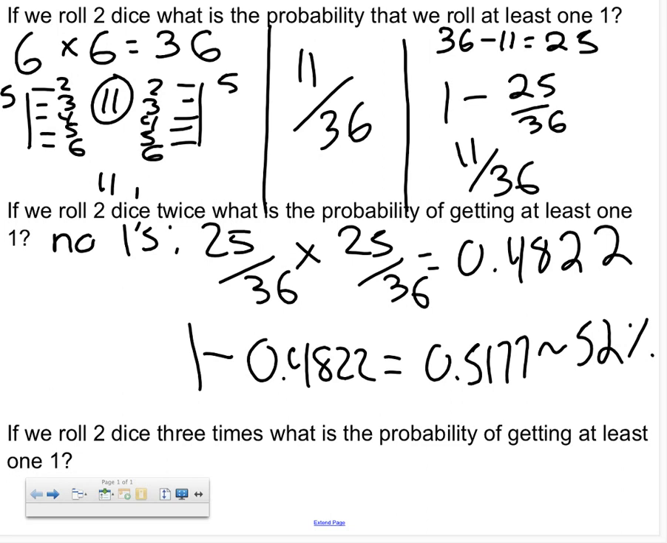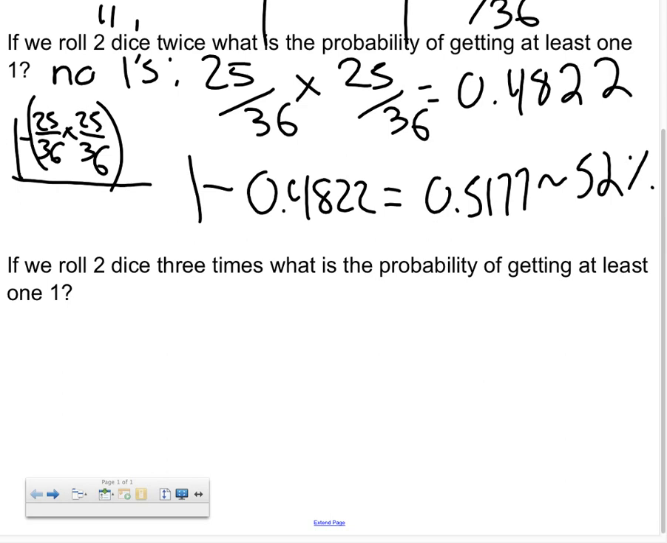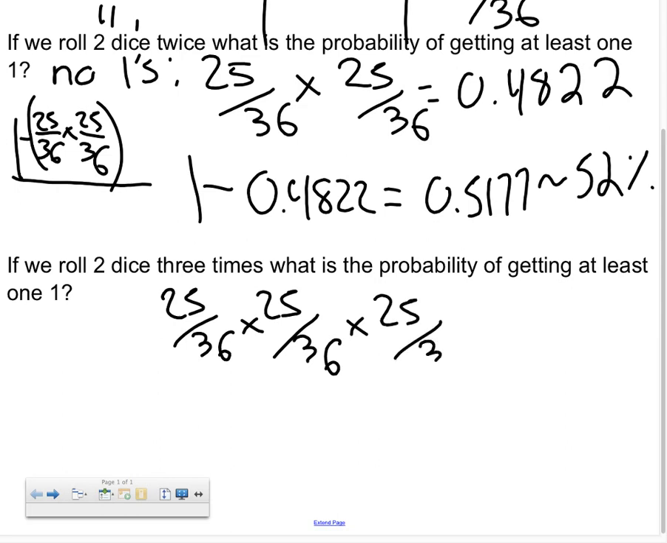If we do it 3 times, you should start to see a pattern, right? Here we did 1 roll: 1 minus 25 out of 36. On the second roll, we essentially did 1 minus 25 out of 36 times 25 out of 36. So if this was for 1 roll, and this was for 2 rolls, the third roll is going to be very similar, right? It's going to be the chance of me getting no 1s in 3 rolls, which would be 25 out of 36 times 25 out of 36 times 25 out of 36.